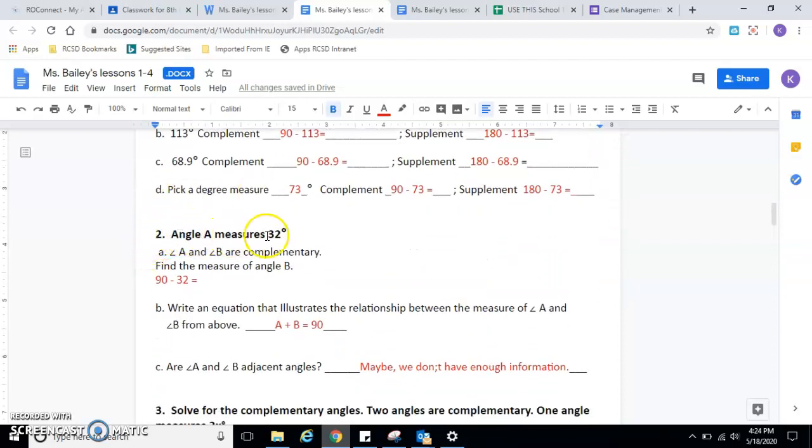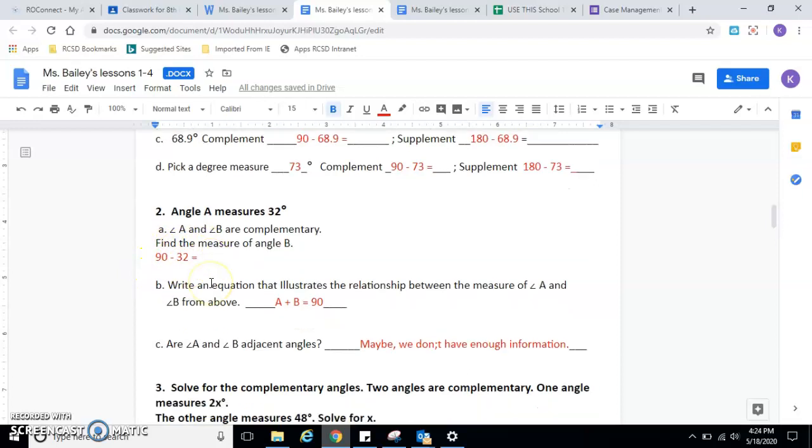2. Angle A measures 32 degrees. Angle A and angle B are complementary. Find the measure of angle B. Okay, so I know they're complementary, so I know they add up to 90. And we know one angle is 32, so I'm finding the complement. So I'm just going to do 90 minus what we have to find the complement.